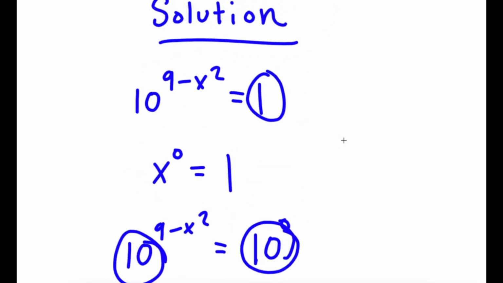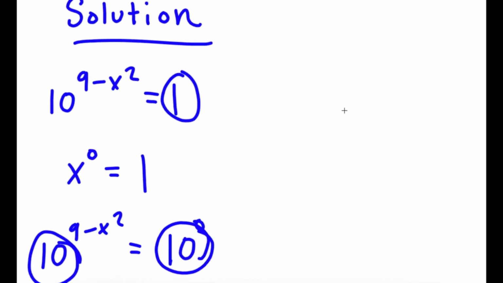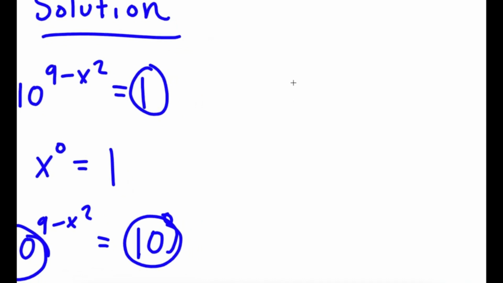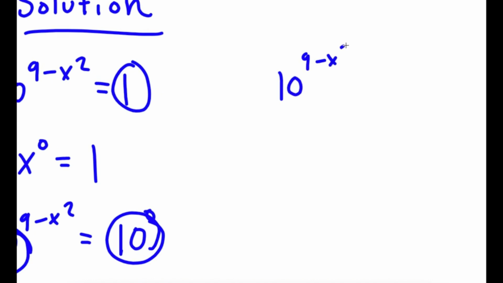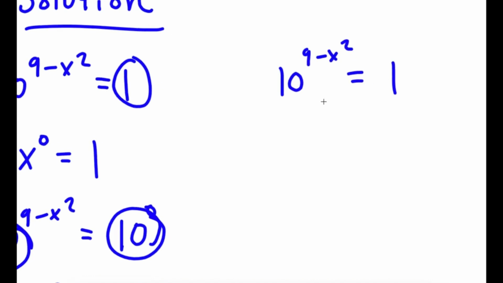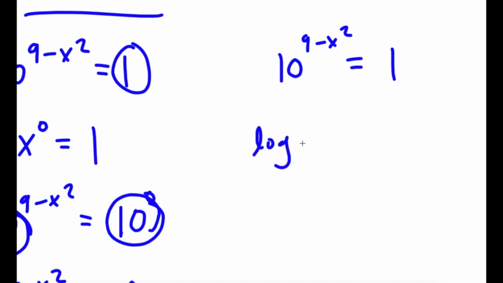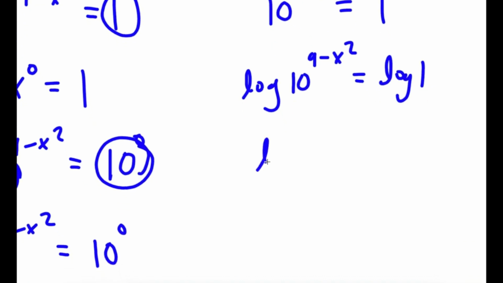So now I actually have another solution. So again, I have 10 to the power of 9 minus x squared is equal to 1. And this time I'm actually going to take the log on both sides. So I have log of 10 to the power of 9 minus x squared is equal to log 1. So now log of 1 is 0. So I have log 10 to the power of 9 minus x squared is equal to 0.